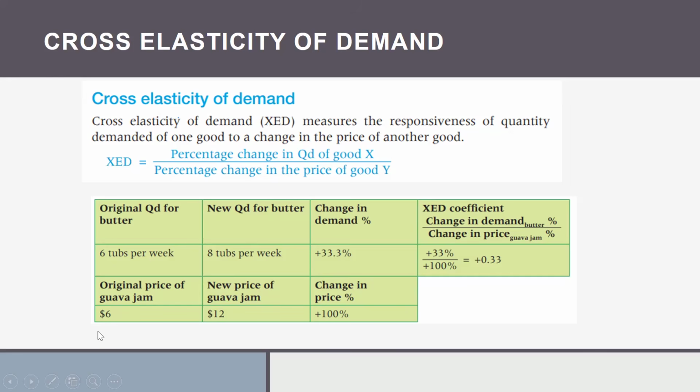The original price for the other good was 6. Now it's 12. How much did it increase by? 6. Positive 6 because it increased. So it will be 6 over 6, which is the original amount, multiplied by 100. That's how we got the 100%. And then I'll calculate my cross elasticity of demand, which is the percentage change in demand, 33.3%, divided by the percentage change in price of the other good, which is 100%, and that will give you 0.33.